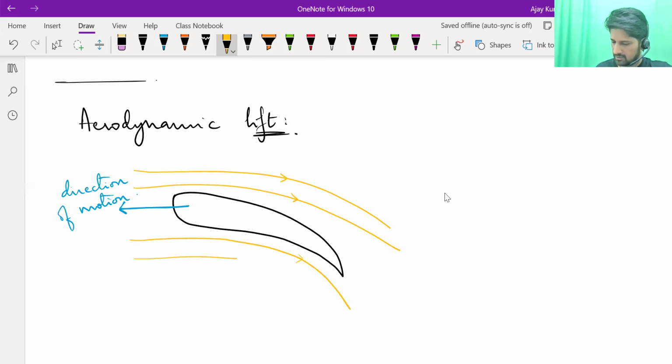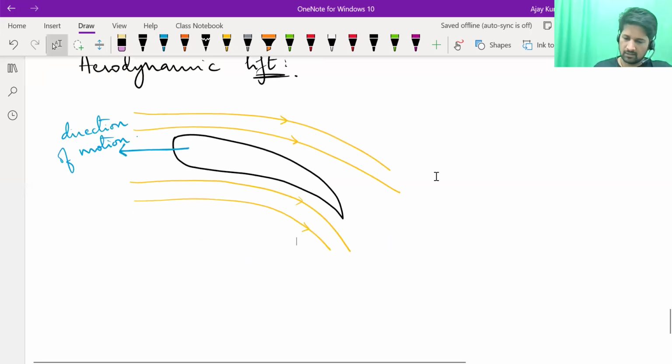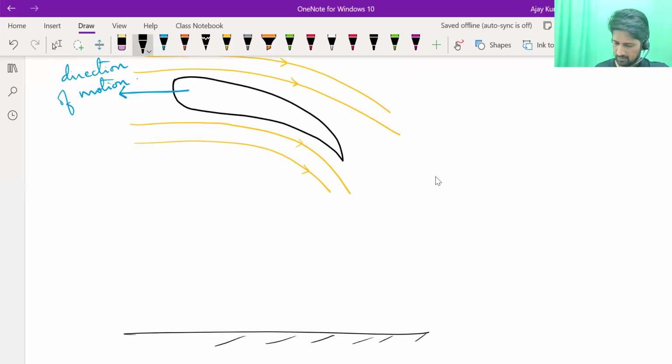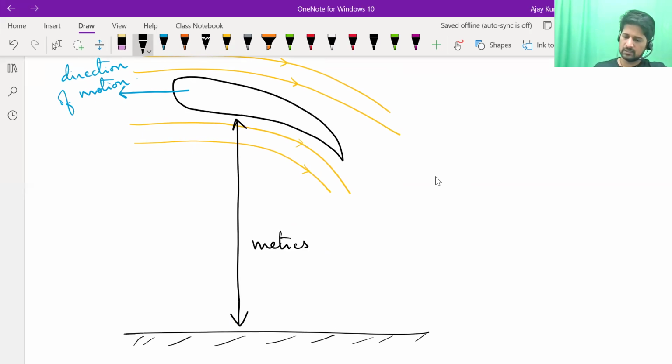Fine. Let's assume streamline flow itself. Now this is the cross section of the wing of the aircraft. Ground level may be somewhere here, just before takeoff. Compared to the height of the wing from the ground, the thickness of the wing is negligible. The height will be in meters, and this thickness will only be in centimeters. So let us ignore that thickness compared to this height.